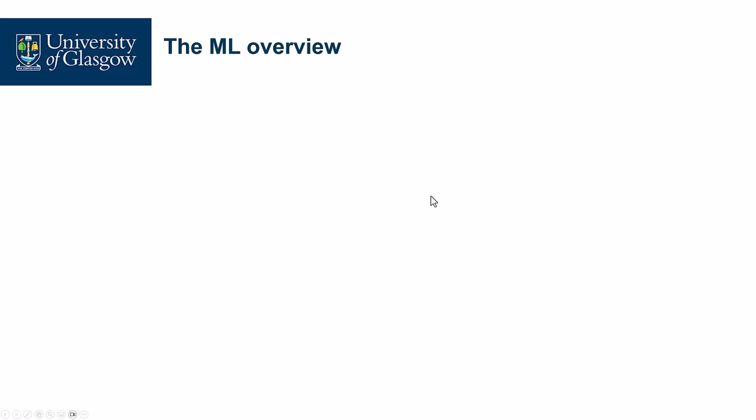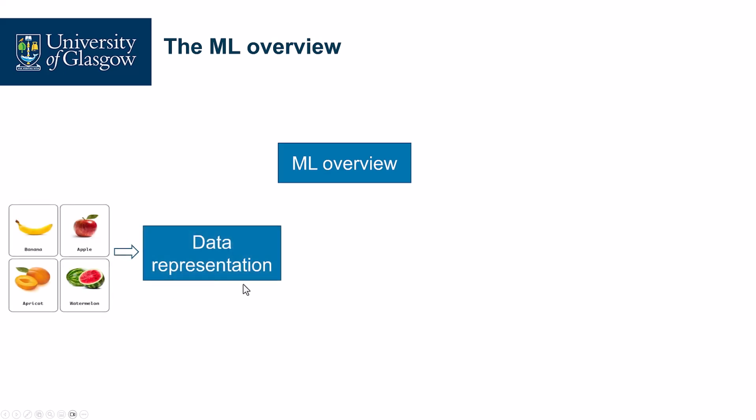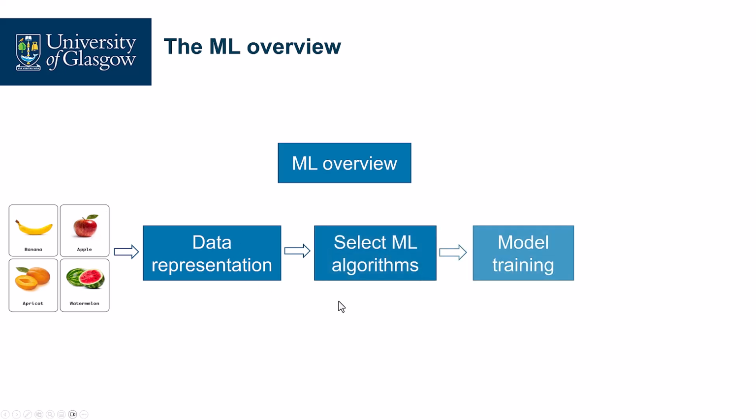So first of all, we introduced the overview of machine learning, right? So we start from data set, then we represent the data, then we select the machine learning algorithm. Based on this, we train the model. Then we evaluate the trained model. So this is a machine learning overview.